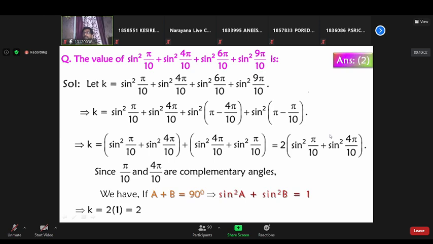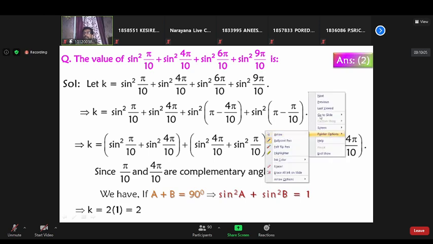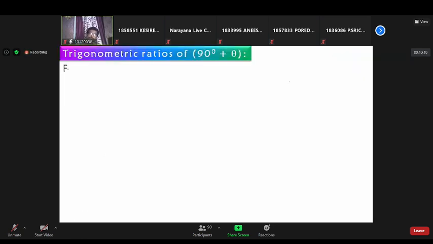Next, the trigonometric ratios of 90 plus theta. In what way are we going to find the trigonometric ratios of 90 plus theta? Right, everyone? That is, if the angle is expressed in the form of 90 plus theta, then sine of 90 plus theta is equal to how much?